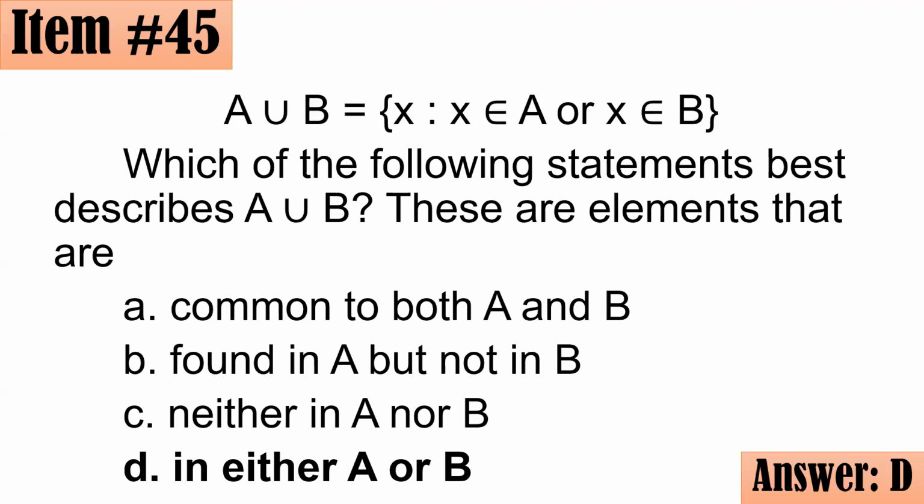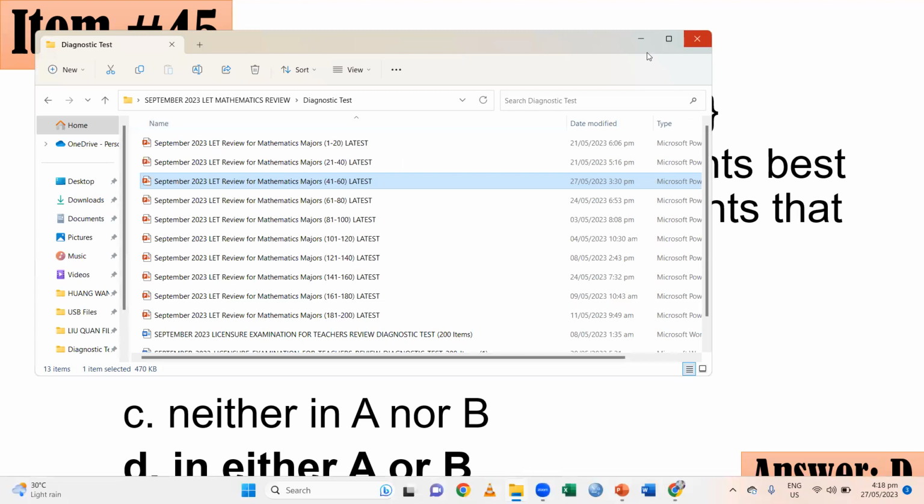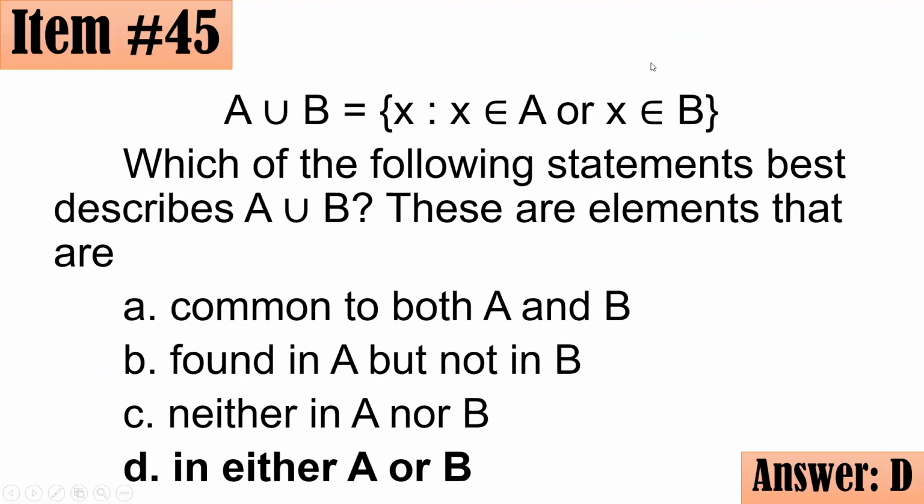Be careful po. Yung letter A po, kapag sinabi nating common to both A and B, intersection po yan. Ito pong symbol na to, union. Yung intersection po, kabaliktaran nito. So be careful po. So D po talaga. It's union is either or.